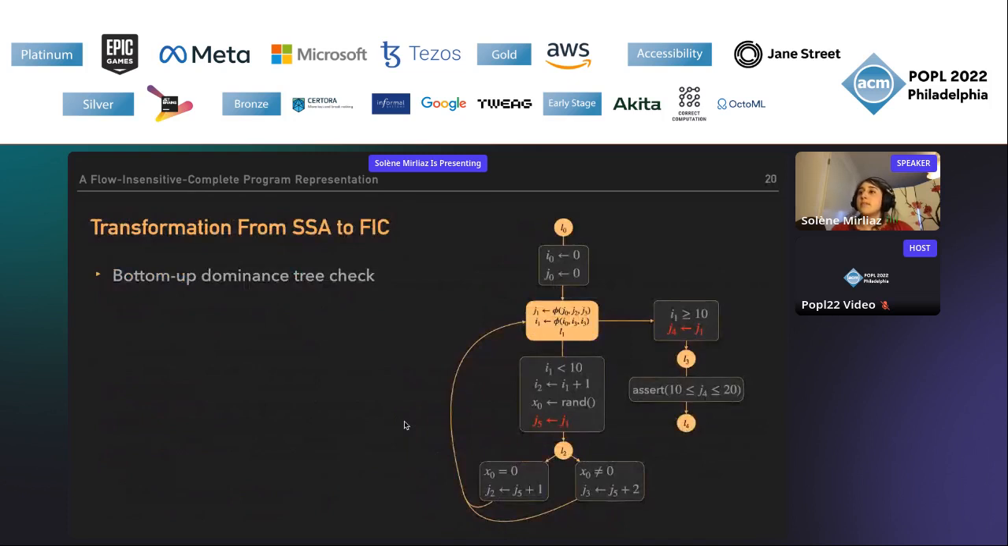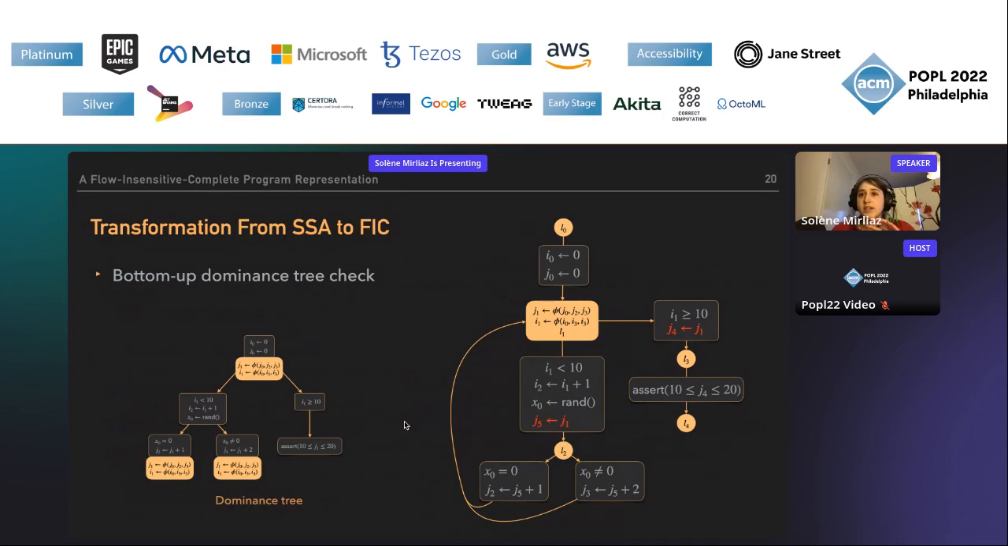Back on the example, how did I determine that I need this copy? Well, I did a bottom-up traversal of the dominance tree to check that I had constant paths. So here is the dominance tree. If I start with the assertion block, I see that I use J1. So I will go up the dominance tree to find its definition. And by doing so, I will find the condition which violates property 2. So I need to insert a copy.